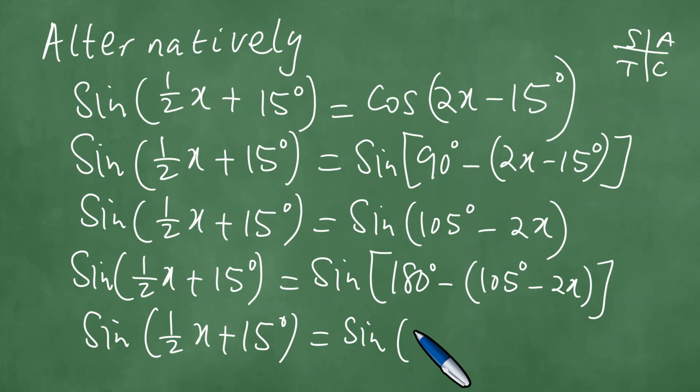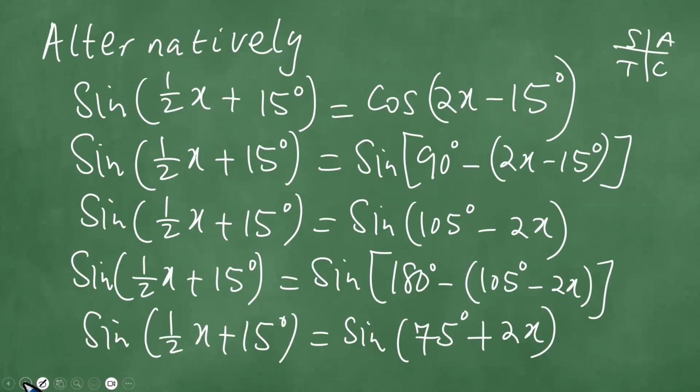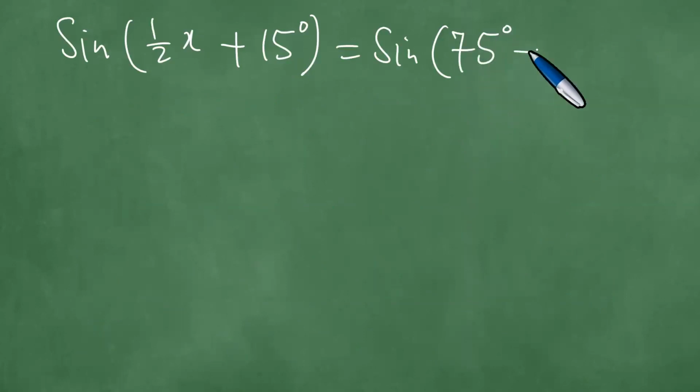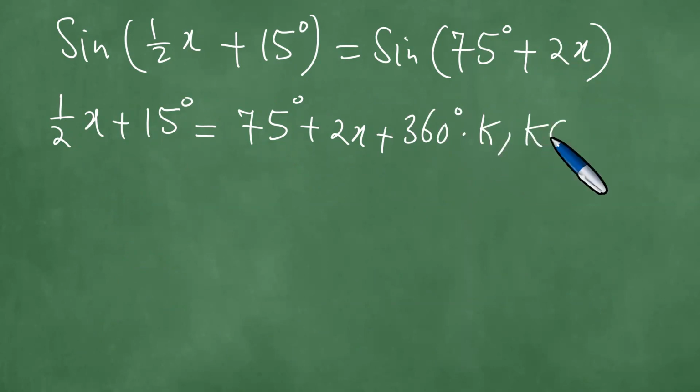So now we proceed as follows. So this becomes 75 degrees plus twice x, like so. Which means if we have the sine of 1/2 x plus 15 degrees being equal to the sine of 75 degrees plus 2x. Right, obviously what this gives us is that 1/2 x plus 15 degrees is the same as 75 degrees plus twice x plus 360 degrees by k in the integers, like so.